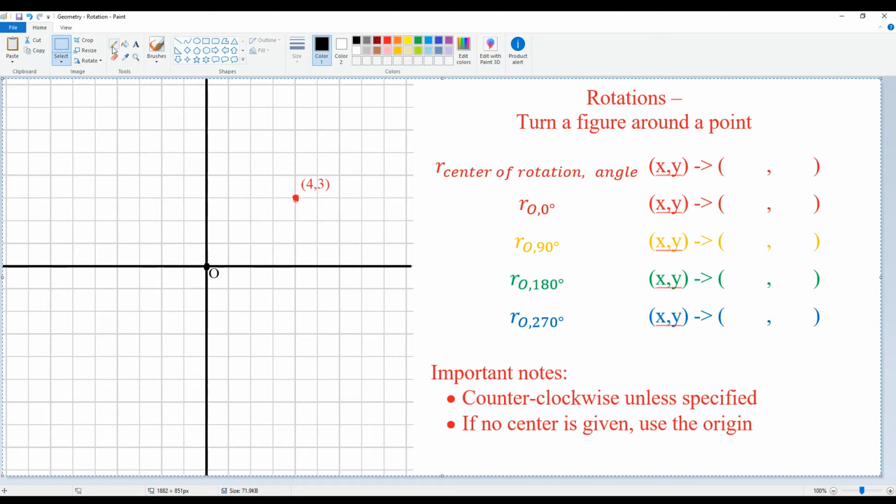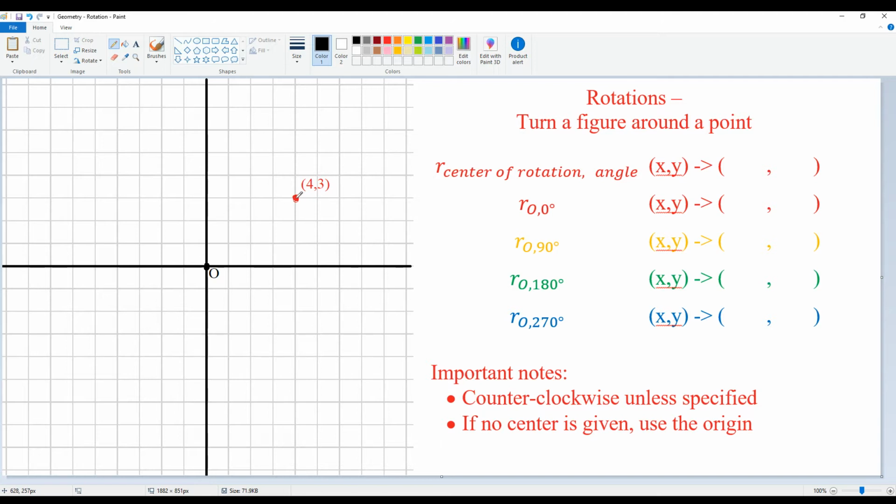So we are going to talk about rotations. That's when you turn a figure around a point. Your rule is going to look like this: R for rotation, and then your center of rotation is that point that you're turning around, and then your angle of rotation is how many degrees you're rotating it.